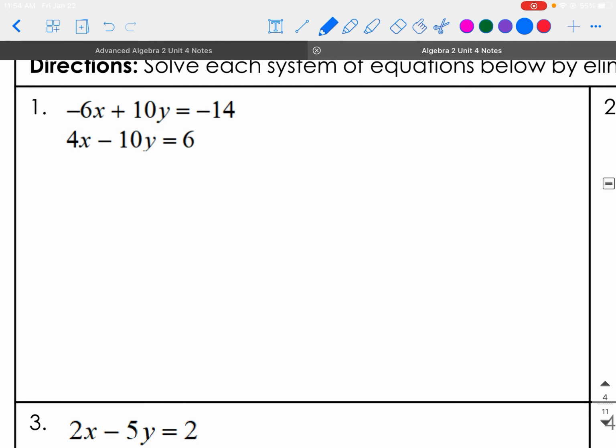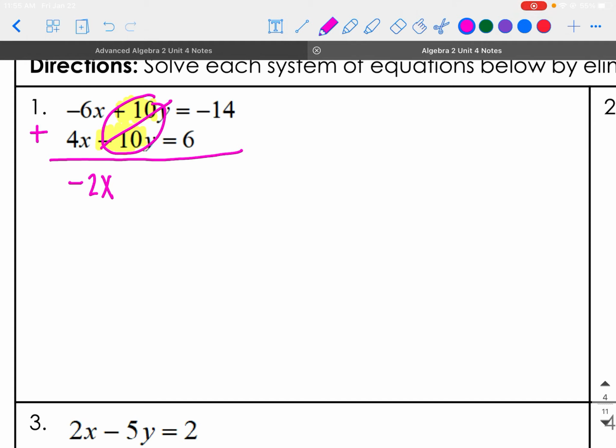And so if we look at number 1, in front of the y's, we have a positive 10 and a negative 10. So that is our goal, to get those opposite coefficients. If we have those opposite coefficients, then what we do is we add straight down. So negative 6x plus 4x is negative 2x.